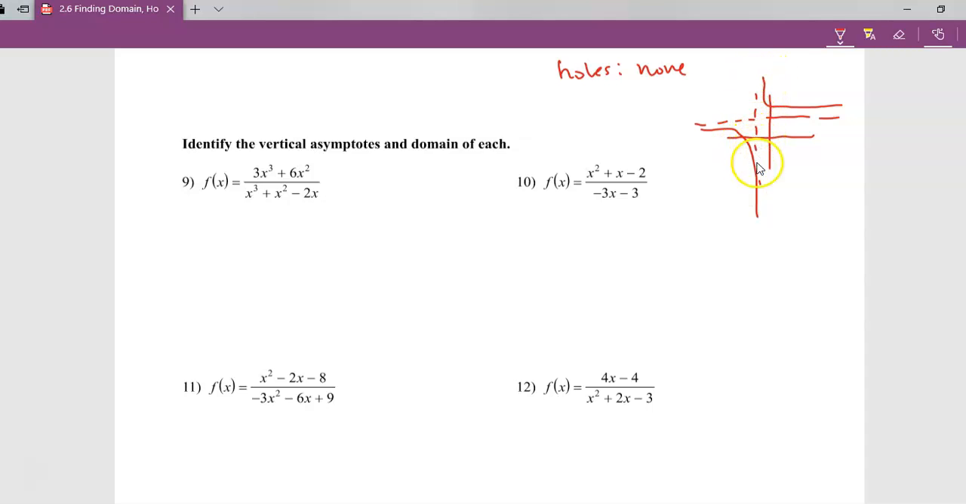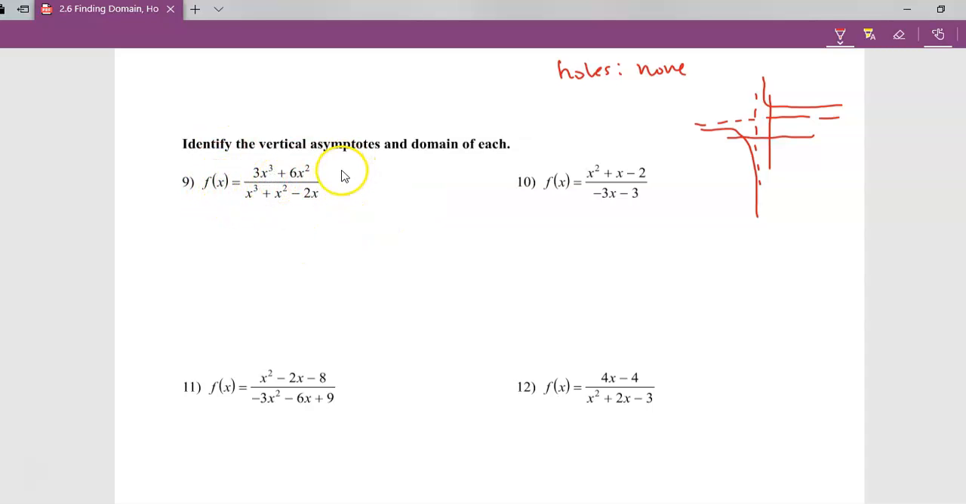So this vertical asymptote is found by also factoring, because we're going to have to find any place that's a discontinuity or that is restricted in the domain. So any of those zeros on the bottom that are not holes are going to be vertical asymptotes. So I'll show you what I mean here.